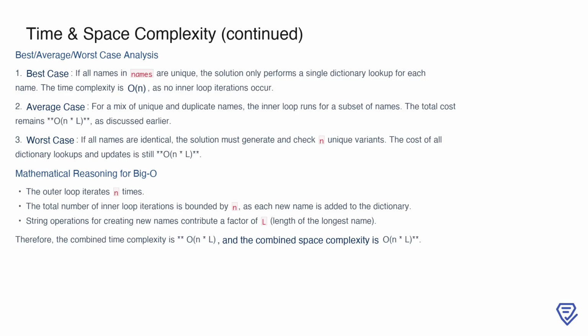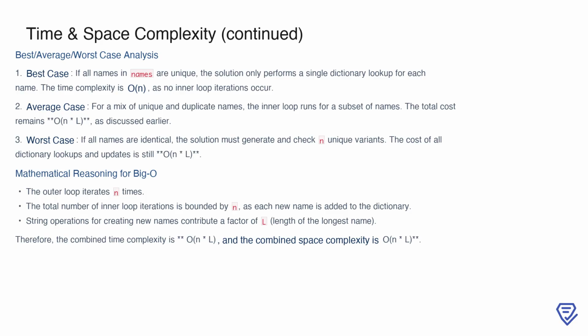In the average case, where the input contains a mix of unique and duplicate names, the inner loop runs for a subset of the names to generate unique variants. However, the total cost remains O(n*L), as we've seen that the number of inner loop iterations is bounded by n, and string operations add a factor of L.